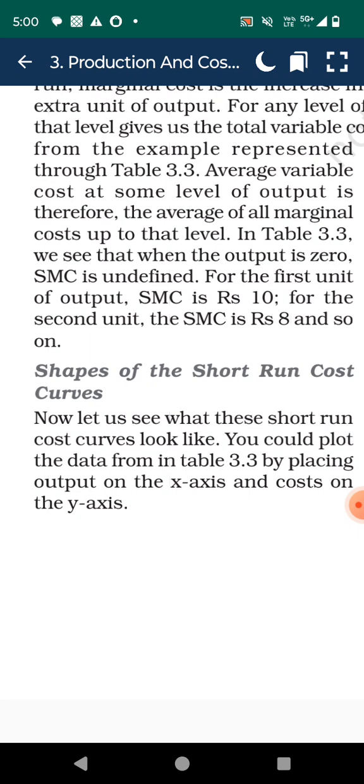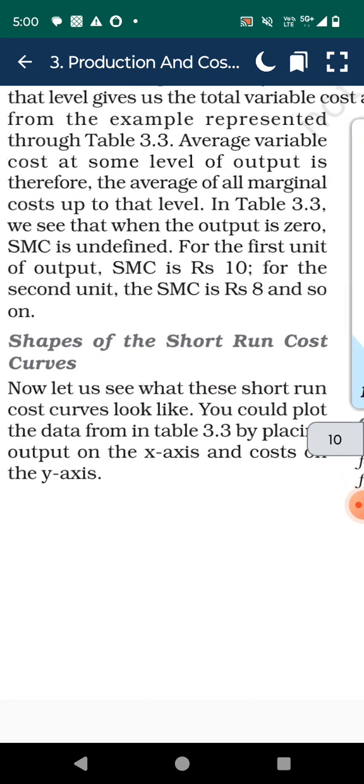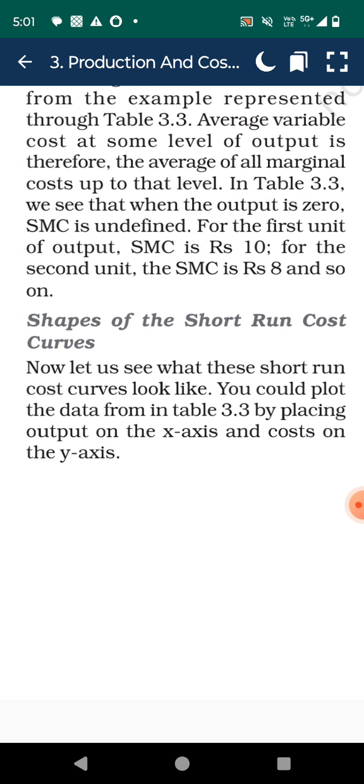Average variable cost at some level of output is therefore the average of all the marginal costs up to that level. In Table 3.3, we see that at output 0, SMC is undefined. For the first unit of output, short-run marginal cost is 10. For the second unit, SMC is 8, and so on.